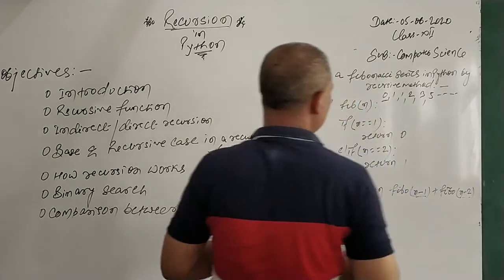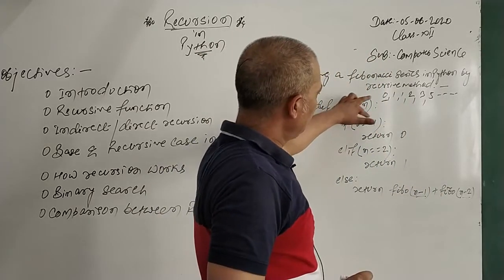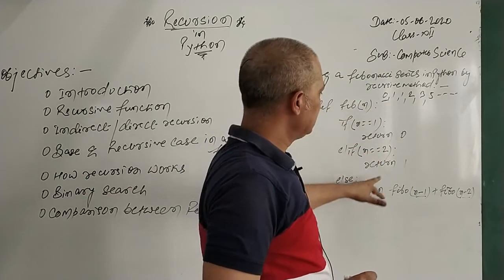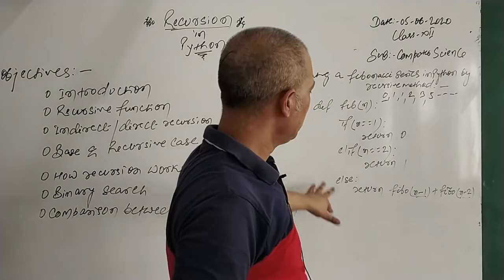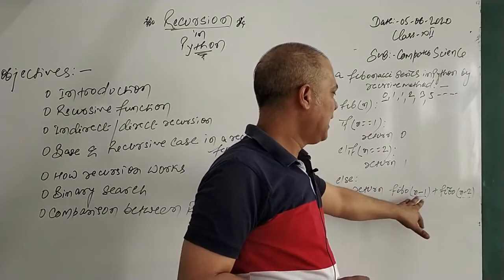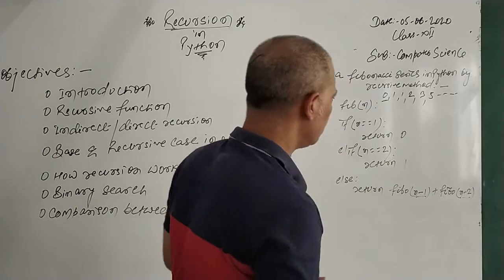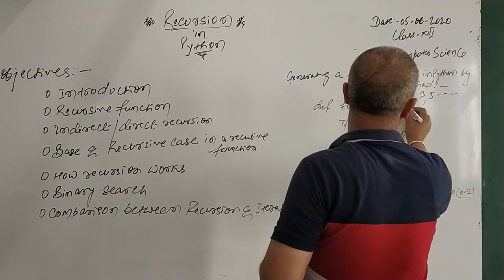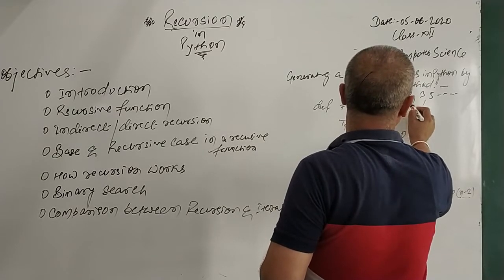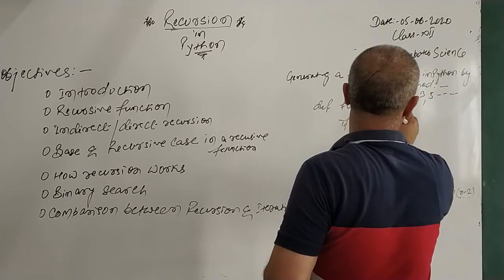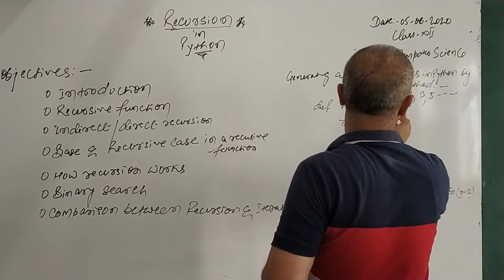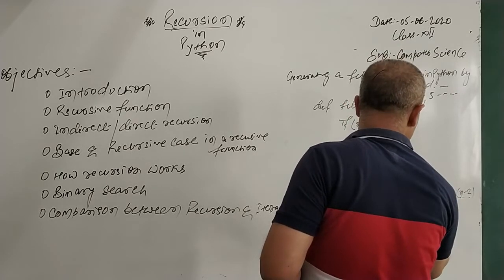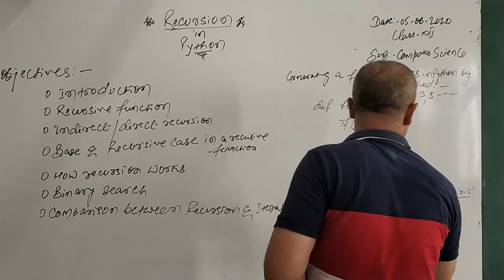So this is the first Fibonacci element of the series. Once n equal to 1, it should return 0. If it is 2, that is the second term, it should return 1. Else it should return fib n minus 1 plus fib n minus 2. Suppose the user has entered the third term, that means this plus this. This is minus 1, this is minus 2. These two will be added, so 0 plus 1, 1. That's why n minus 1 plus n minus 2 will be added and it will return.